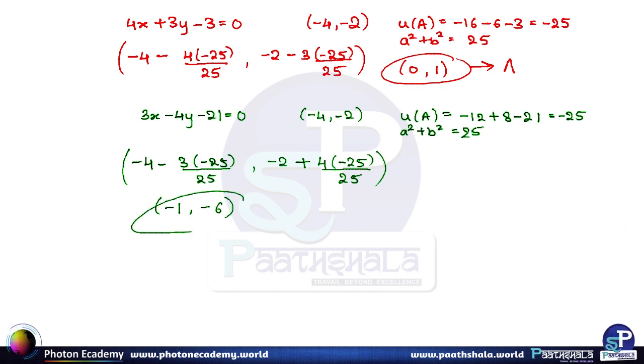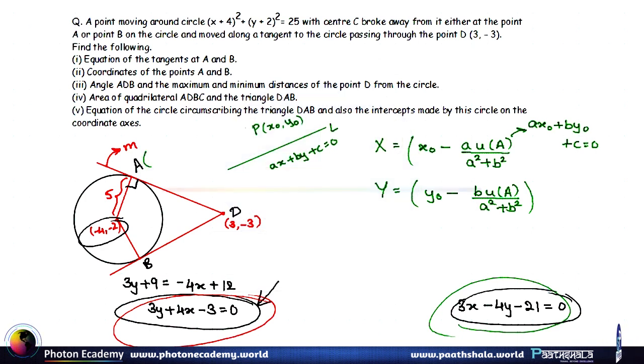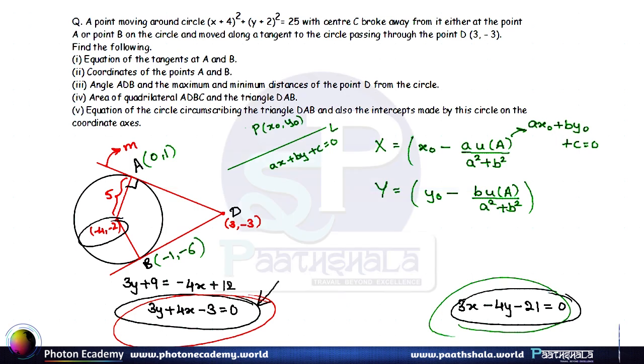So this is the second point. This was A and this is point B. So point A is 0, 1 and point B is minus 1, minus 6. Now let's move on to the next part. We have to find out angle ADB. This is the angle, and the maximum and the minimum distances of the point from the circle.